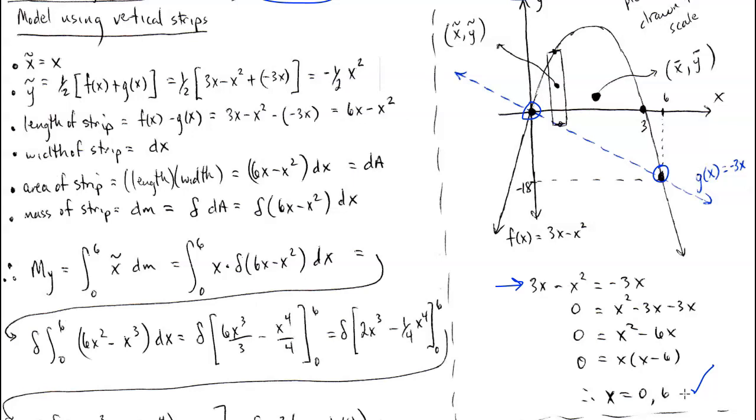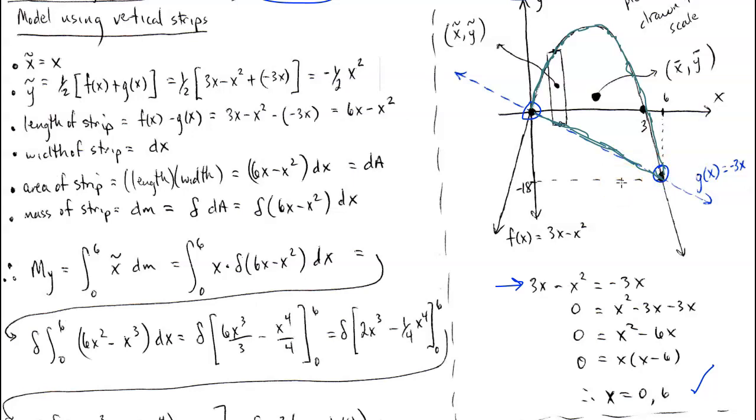And so just to be clear here, we know that the shape of our thin plate is going to take on the shape of this parabola here. And then on the bottom it is going to take on the shape of minus 3x. So that's what our thin plate is going to look like.